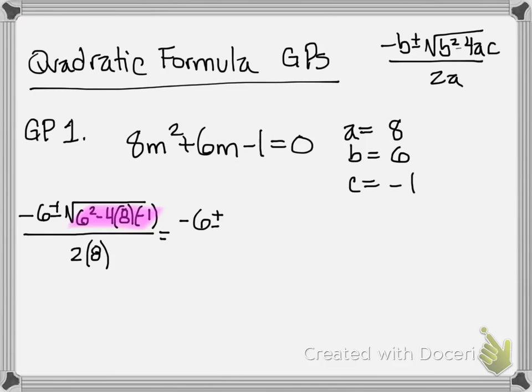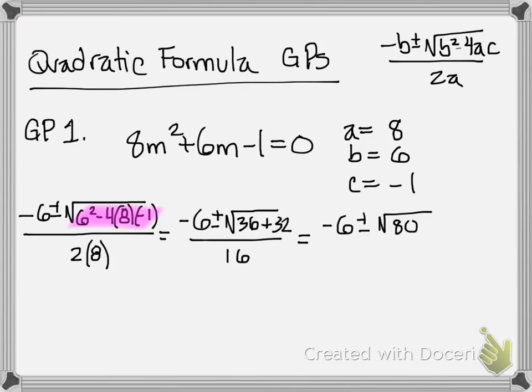So we have opposite of 6 plus or minus square root of 36 plus 32 all over 16. Let's keep going. -6 plus or minus the square root of 80 over 16. Now here's where things get tricky. On this particular problem, we have the square root of 80, and that is not a perfect square, but it does have a perfect square in it.